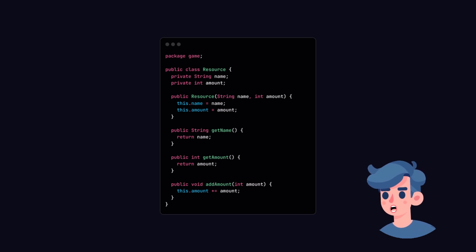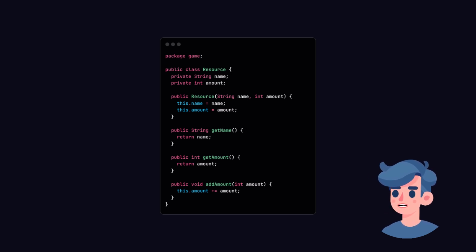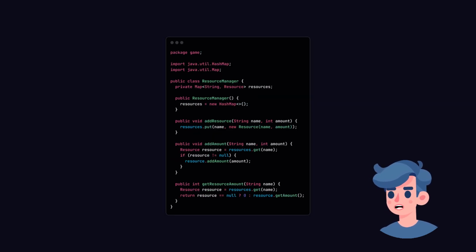We will create a new class called Resource that will model a resource type. Each resource will have a name and an amount. Next, we'll manage our resources. To do this, we will create a class named Resource Manager. This class will handle multiple resources, allowing us to add, remove, and check resource amounts.